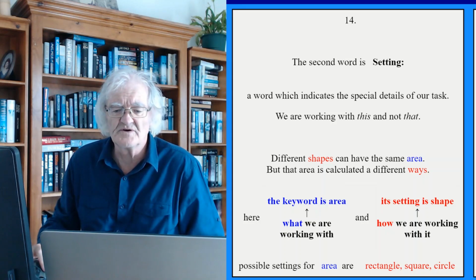Here, the key word is area, what we are working with. And its setting is shape, how we are working with area. Possible settings for area are rectangle, square, circle.